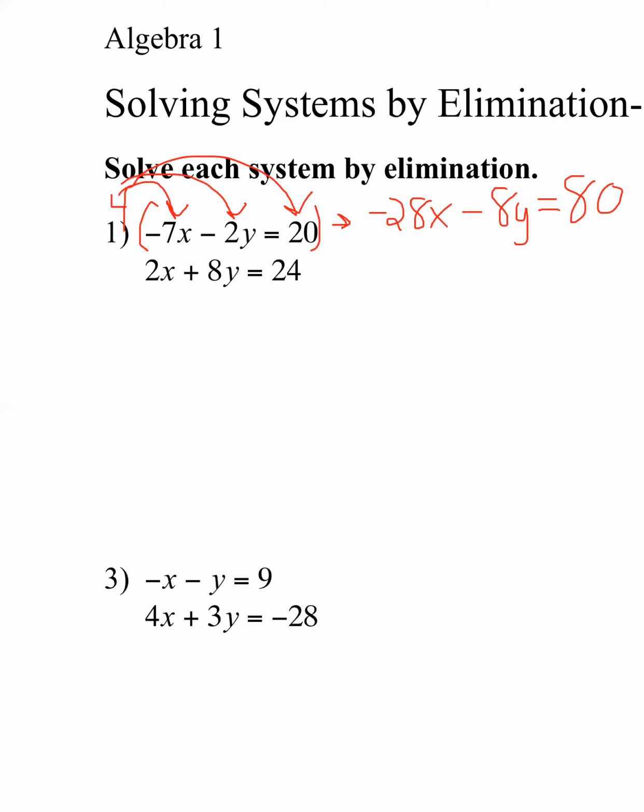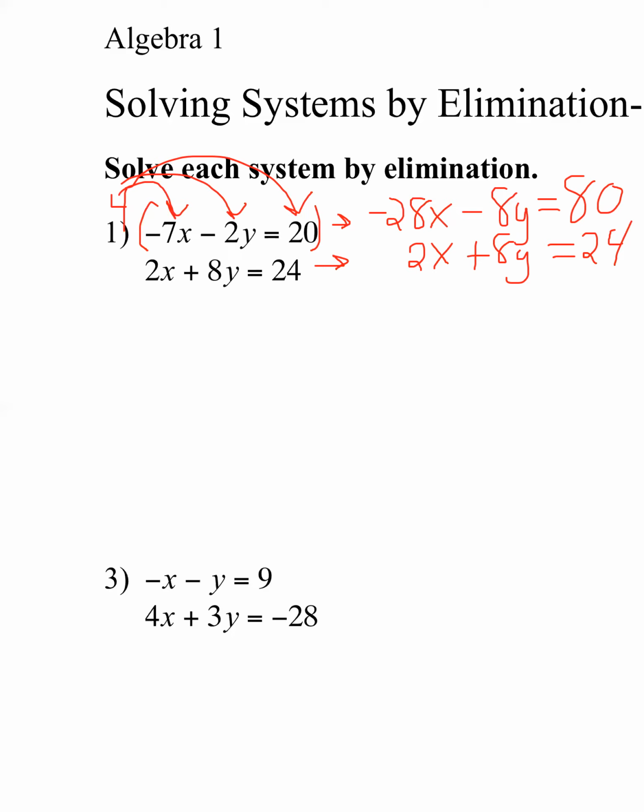Okay, my second equation, I'm going to leave it exactly as it is. I'm just going to rewrite it over here so that I'm all lined up. 2x plus 8y equals 24. And now, ladies and gentlemen, you are at a point that's exactly the same as you were at in the last session, because now you do have a pair of opposites.